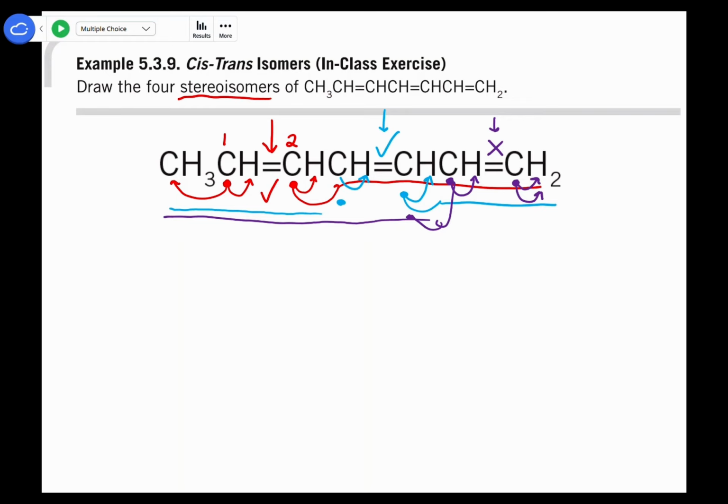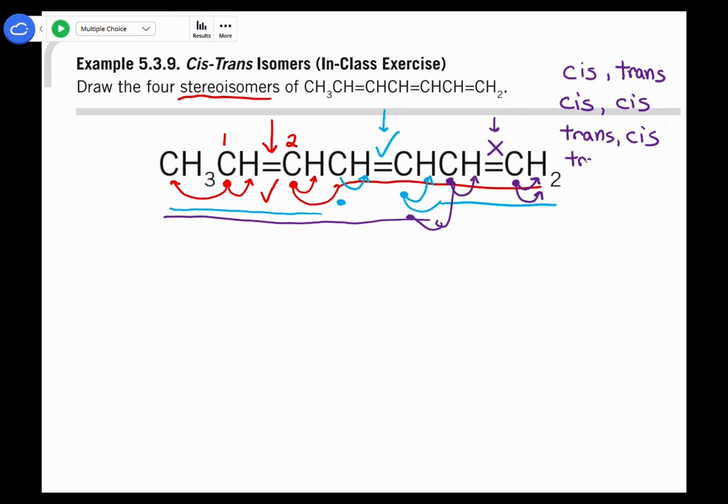So the first 2 bonds, perhaps they could be in a cis, and then the second one in a trans arrangement. Or perhaps it's cis and cis, or trans and cis. What's the final option?